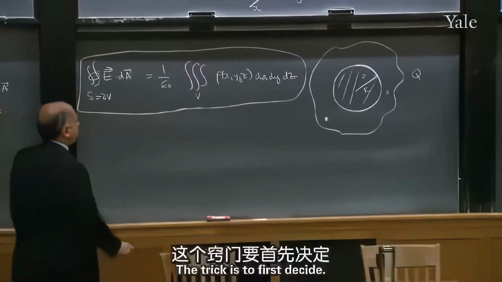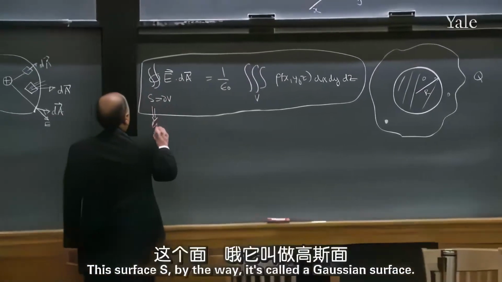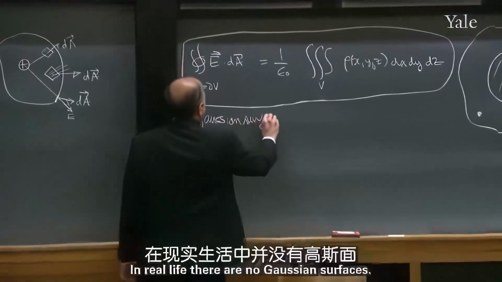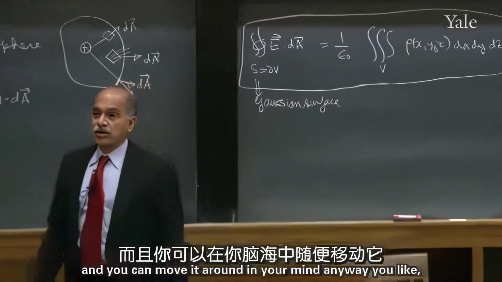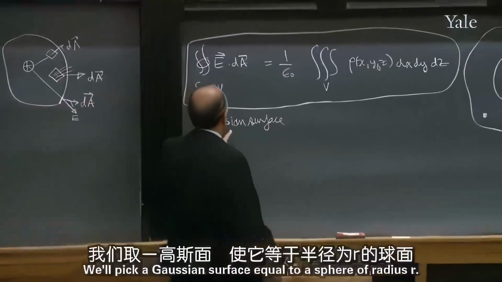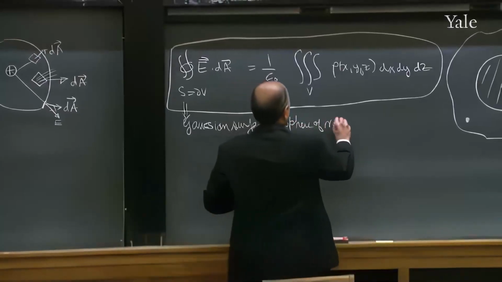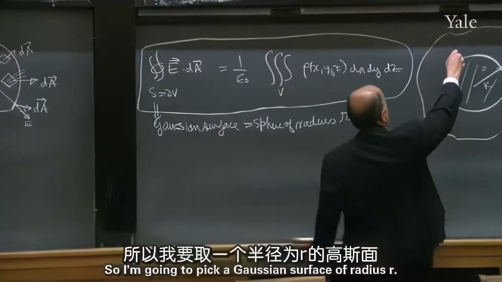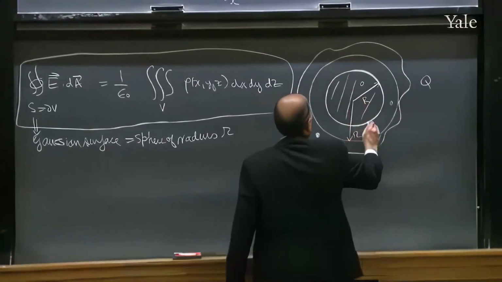The trick is to first decide this surface S. By the way, it's called a Gaussian surface. It's not a real surface. In real life, there are no Gaussian surfaces. You draw them for a calculation, and you can move it around in your mind any way you like. For each surface, you'll get a different answer. We'll pick a Gaussian surface equal to a sphere of radius r. So I'm going to pick a Gaussian surface of radius r.